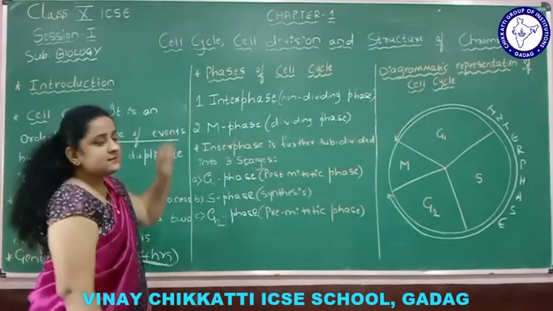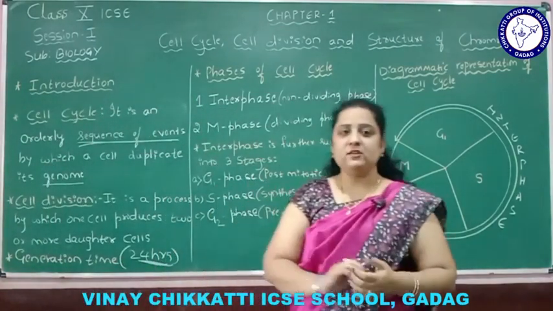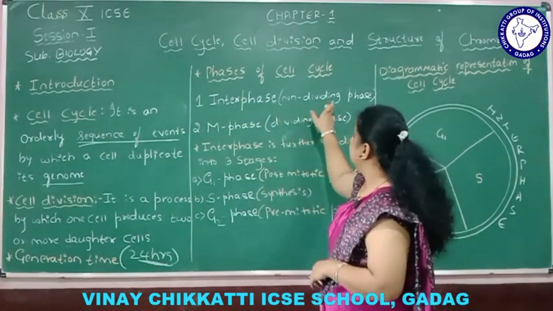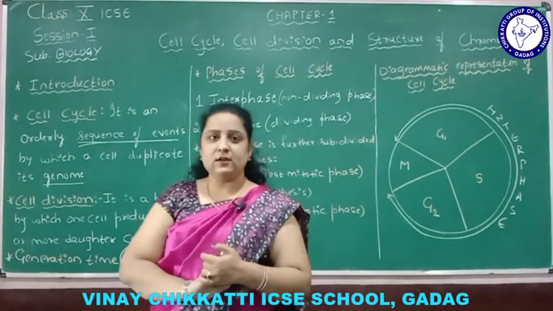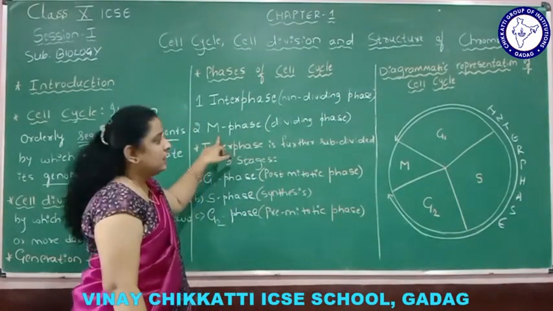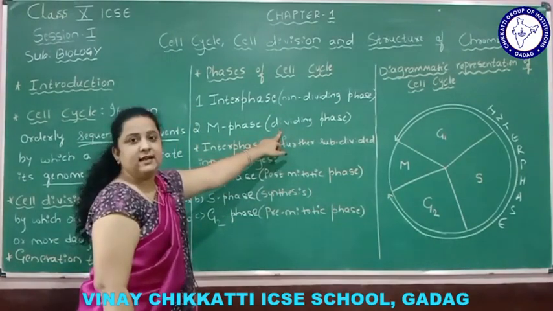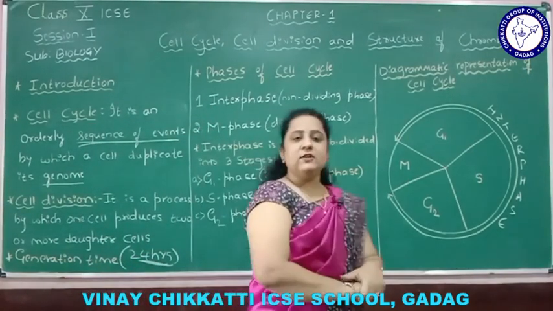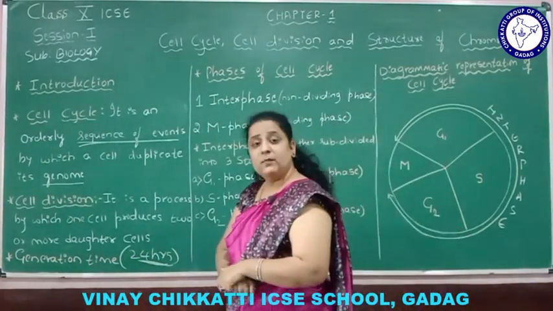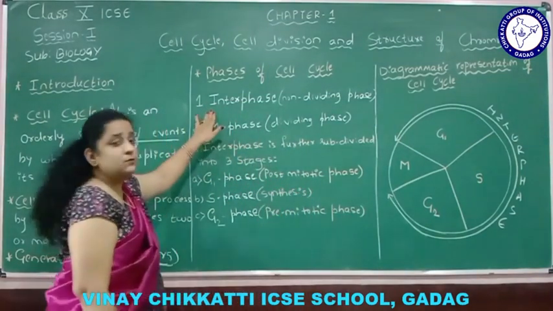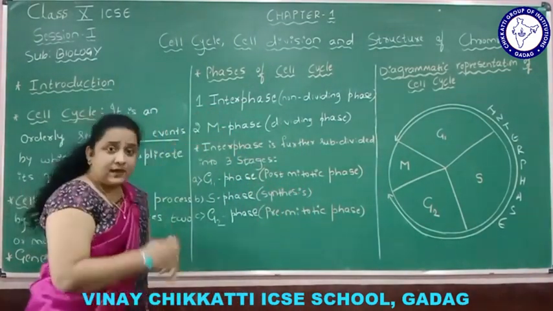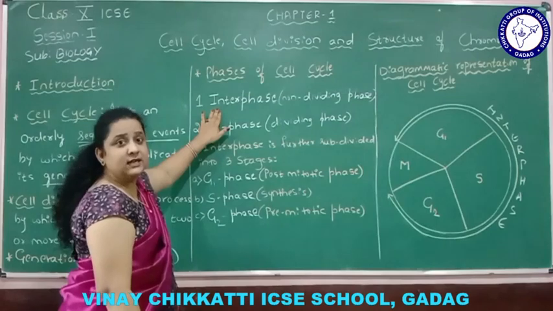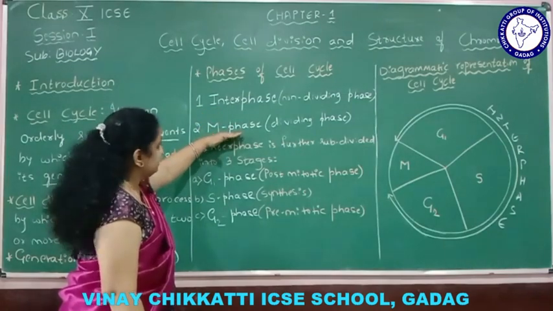Next, coming to the phases of the cell cycle. There are two main phases of the cell cycle. Number one is interphase, also called the non-dividing phase. Number two, M phase, the mitotic phase, also called the dividing phase. First we will discuss interphase. Earlier, interphase was considered a resting stage, but it is not so. Actually, interphase is the most active phase where the cell prepares itself for division, because the next phase is the dividing phase.